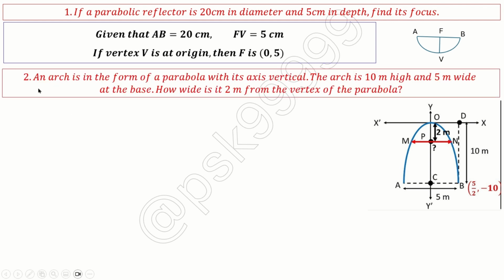Next one is an arch in the form of a parabola with its axis vertical. Axis vertical. Look at the picture, then you will understand very easily. This is what is not given in the question.